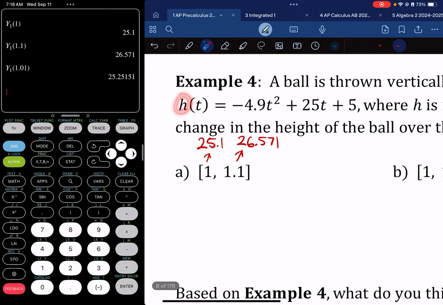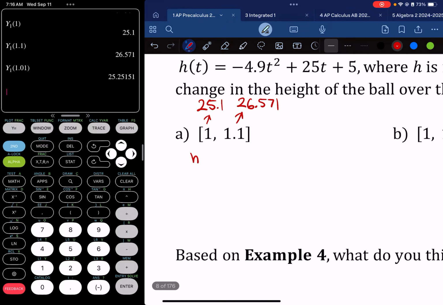notation-wise, I'm going to use H instead of Y. So I'm going to say it's H of 1.1 minus H of 1. That's the change of the Y coordinates, because if I have H of anything, that's the Y coordinate of that X coordinate. So, and then I'm going to divide that by the change in the X coordinates, which is the change in these two values, right? So if I do 1.1 minus 1, that is the change in X.